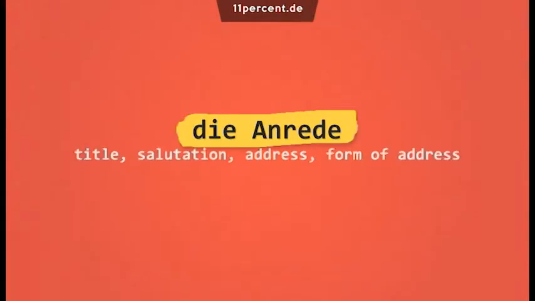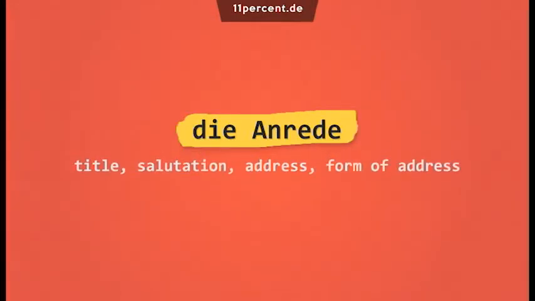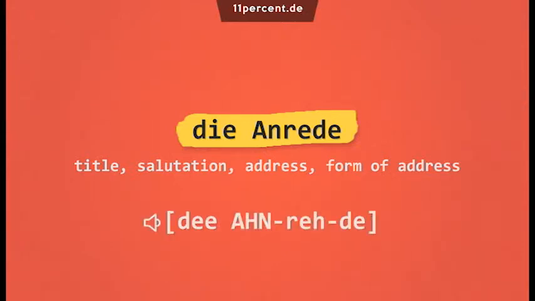Die Anrede. When writing formal emails, one thing we should be mindful of is the way we address the person you're writing to. In German, the address is called Anrede, a word you'll learn more about in today's lesson. Die Anrede. Title, salutation, address or form of address.